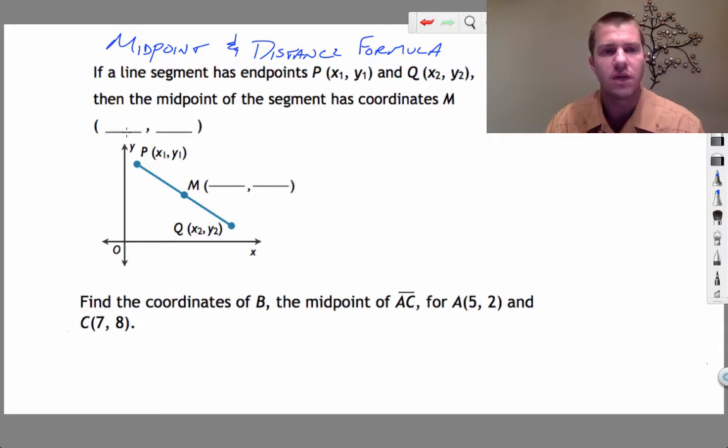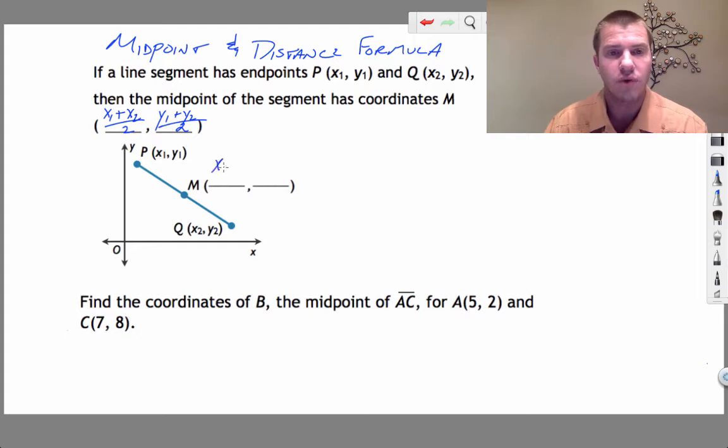The midpoint formula, you have 2 points, x1, y1, and x2, y2. You take the sum of the two x values and divide it by 2, and then the sum of the two y values and divide it by 2. So x1, y1 is 1 point, x2, y2 is the other point, and you can find the midpoint between them by adding the x values dividing by 2, adding the y values dividing by 2.